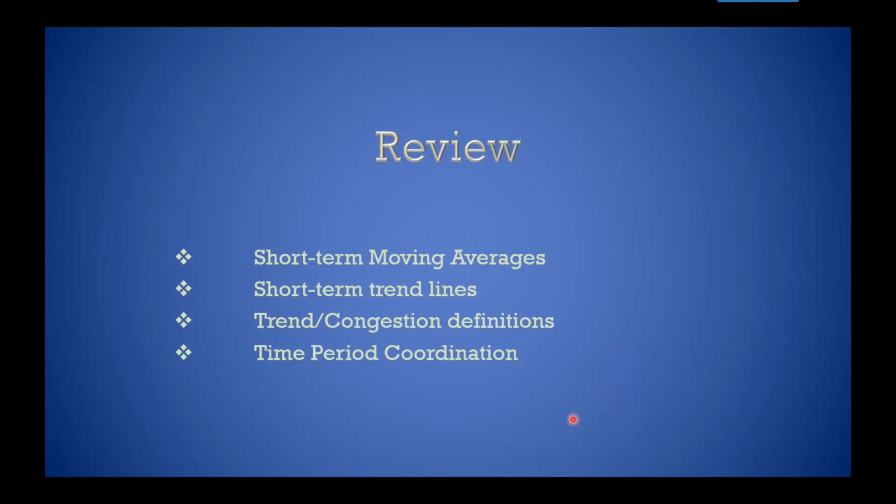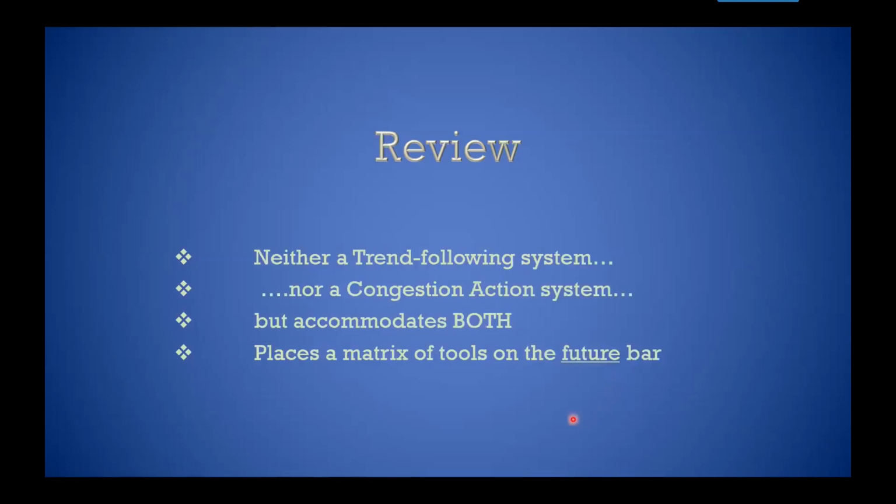So we've looked at some short-term moving averages and our short-term trend lines kind of quickly because the time is short. We looked at our trend and congestion definitions. We said that time period coordination is very, very important. We've seen that it's neither a trend following system nor a congestion action system, but it accommodates both congestion and trend equally. Most importantly, it puts a matrix of tools on the future bar.